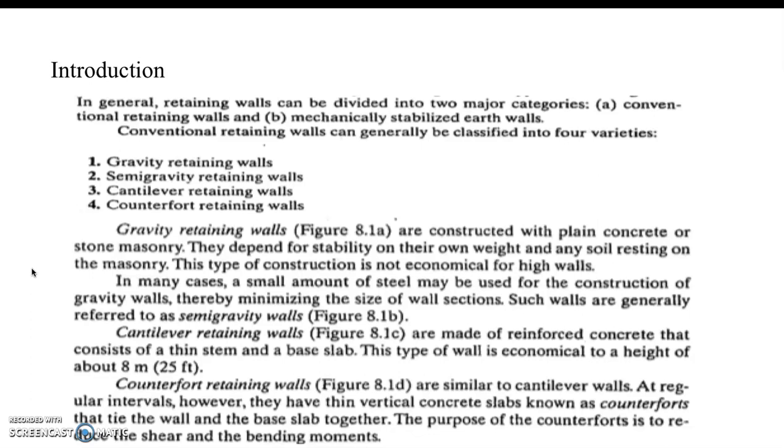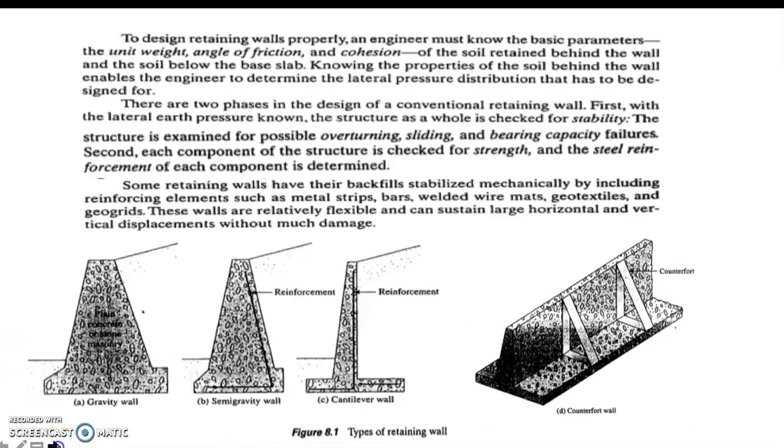Conventional retaining walls can generally be classified into four varieties. So we have the gravity retaining walls, the semi-gravity retaining walls, the cantilever retaining walls, and counterfort retaining walls. So basically, for these conventional retaining walls, you have this illustration for the gravity wall, which is shown in this figure.